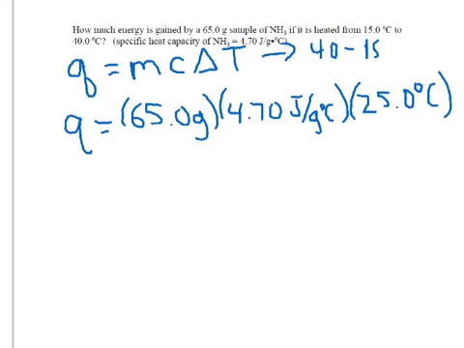When I punch that in my calculator, I get a Q value of 7,637.5, and that is in joules, because the grams cancel with the grams, the degrees Celsius on the bottom cancel with the degrees Celsius on the top, and we're left with joules.